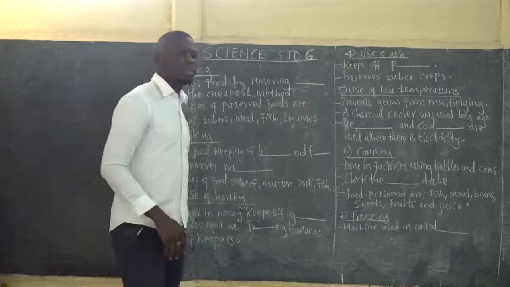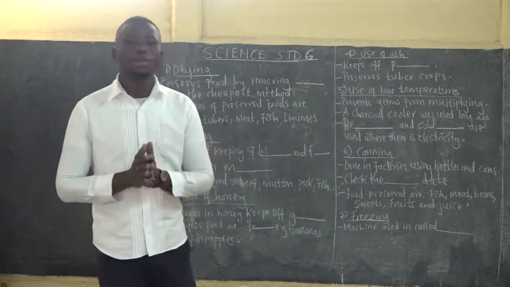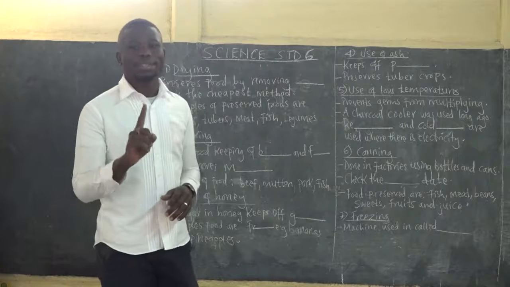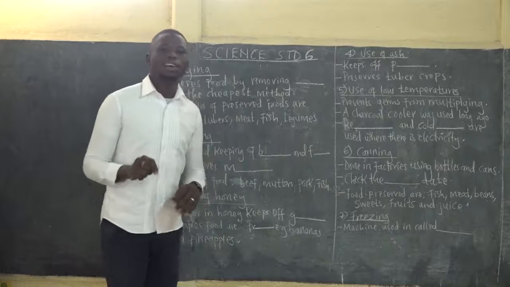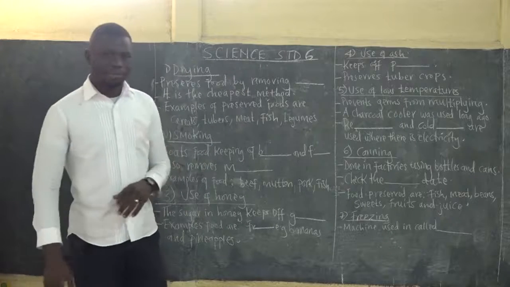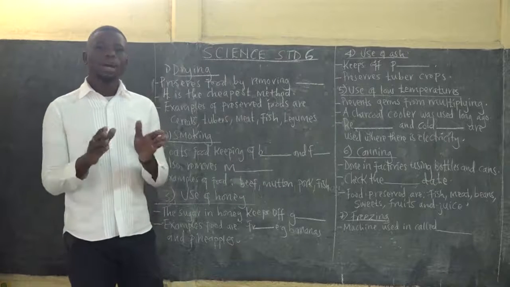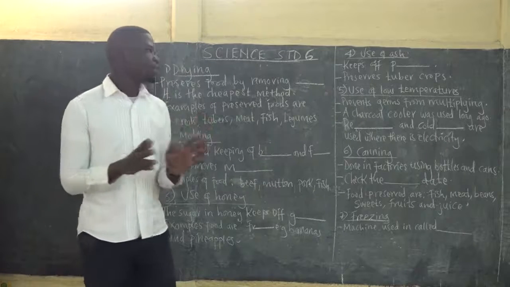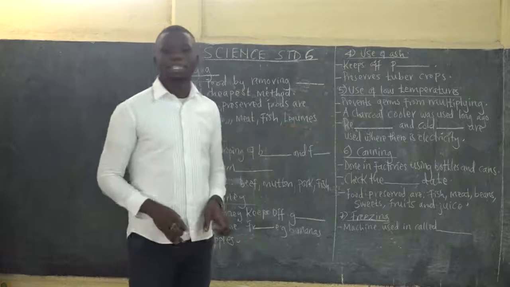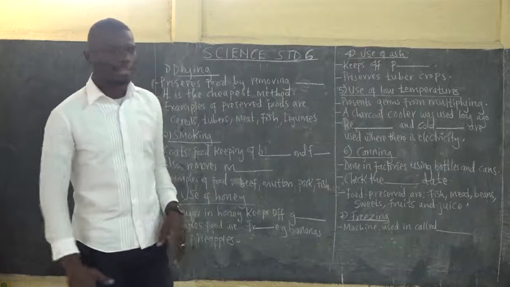Use of ash. Ash, we know very well that ash is a pesticide. So how does it preserve food? It keeps off the pests. It keeps off anything that comes to destroy that food. So ash is used mostly to preserve tuber crops which are affected by pests. So it keeps off the pests.